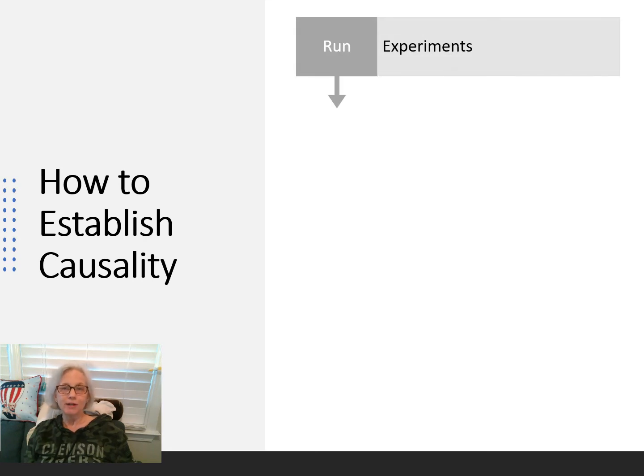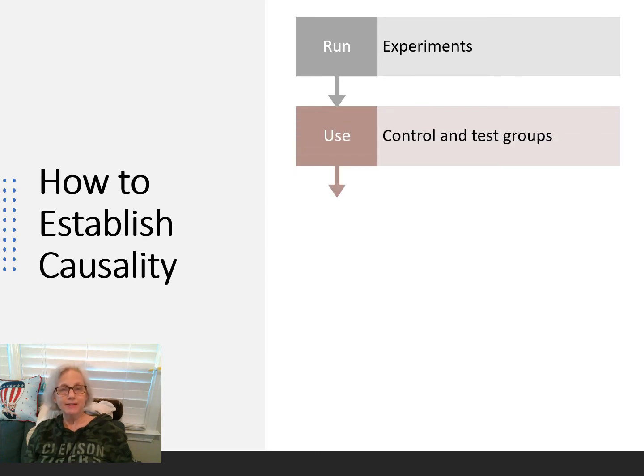Run experiments when you can control as much as possible about the environment. Use control groups and test groups, some who receive the treatment and some who do not. Think about drug trials as an example. We compared those who do and do not get the drug we are testing.